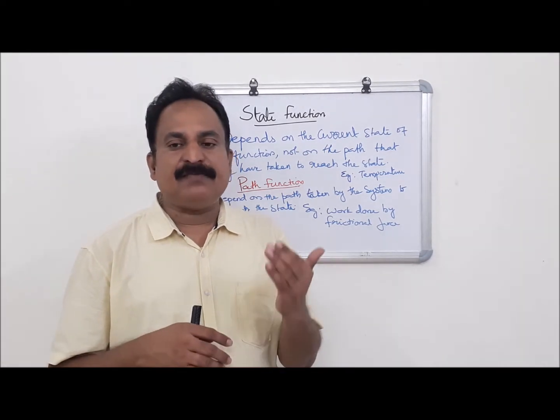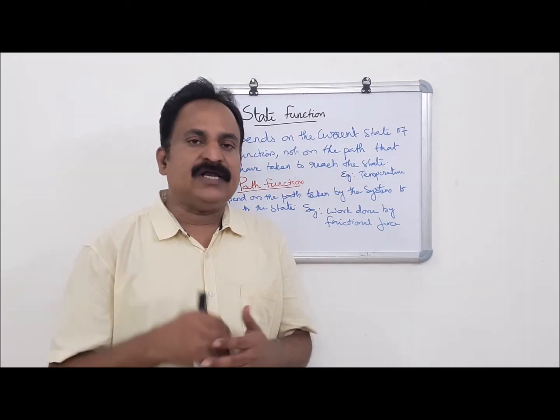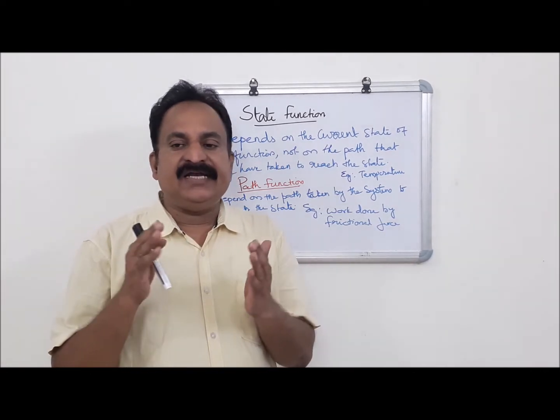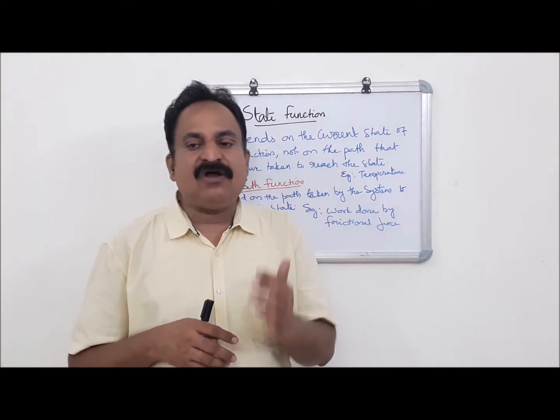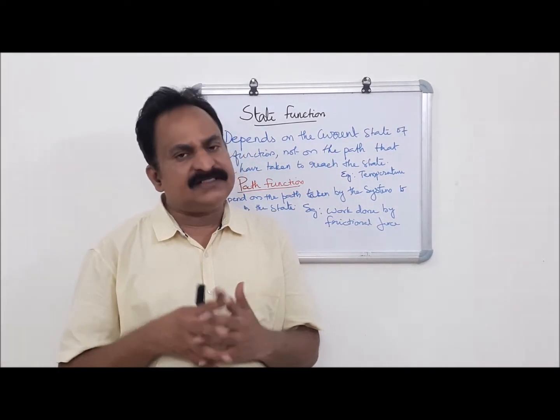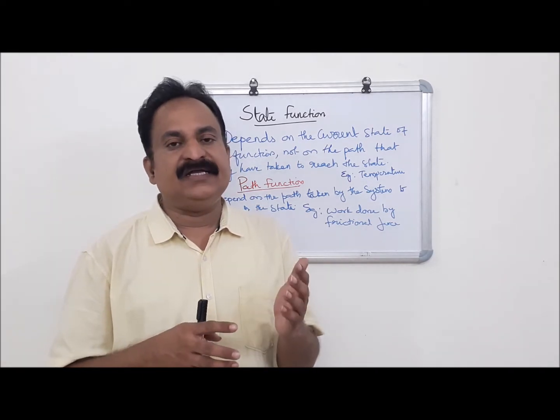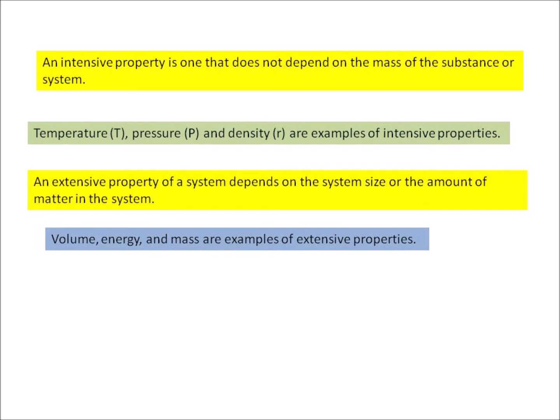The thermodynamic properties of matter are also classified as intensive and extensive properties. This classification is based on the dependence of the property on the size or quantity of matter under consideration. An intensive property is one that does not depend on the mass of the substance or system. Example, temperature, pressure and density. An extensive property of a system depends on the system size or the amount of matter in the system. Example, volume, energy and mass.